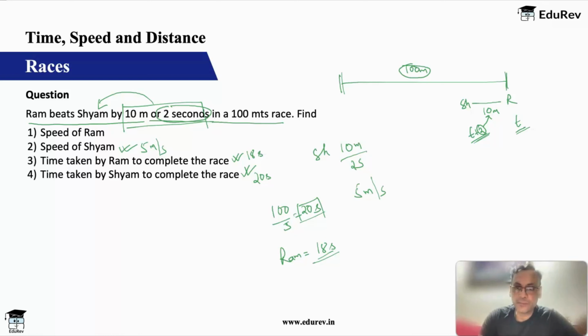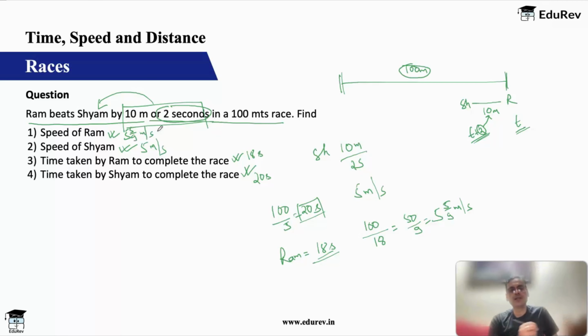And then speed of Ram. Last thing, Ram also covers a distance of 100 meters in 18 seconds. So distance upon time is his speed. 100 upon 18 is 50 by 9, which is 5 by 9 meters per second. This is the speed of Ram. So this is also answered. Speed of Ram is 5 by 9 meters per second. Obviously he has to be faster than Shyam because he has won the race. So this answer is 5 by 9 meters per second.